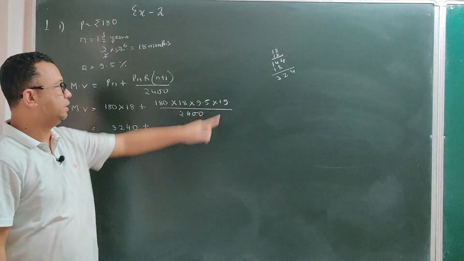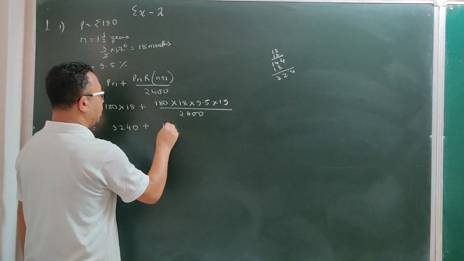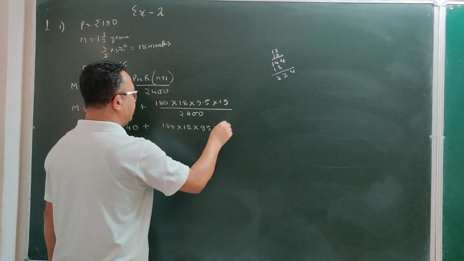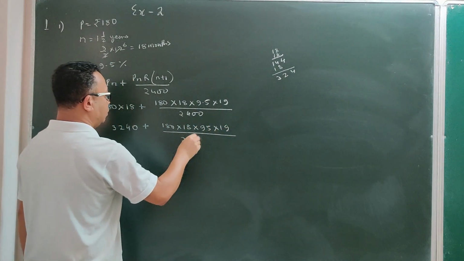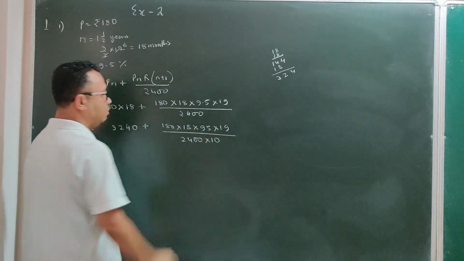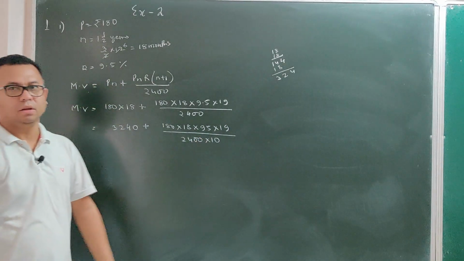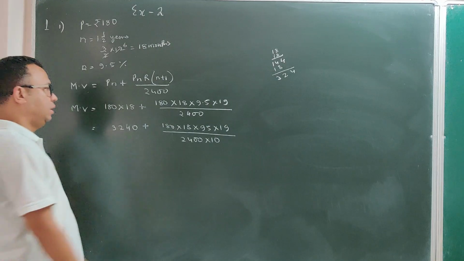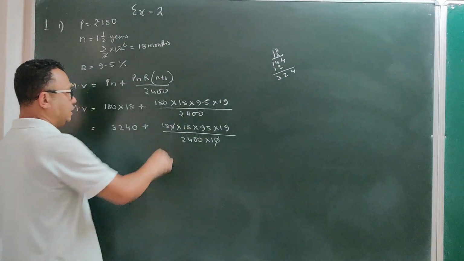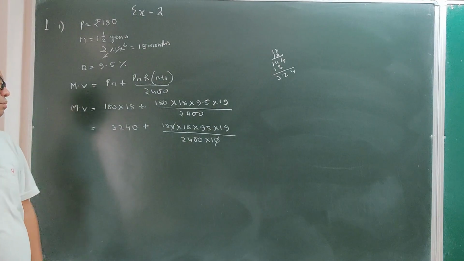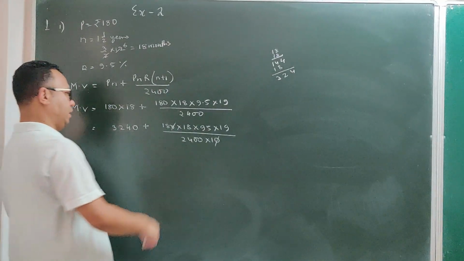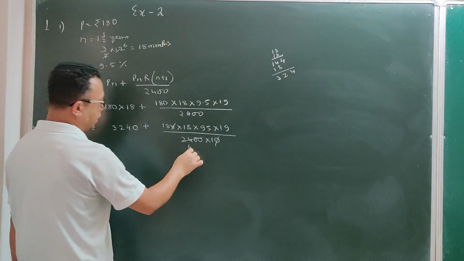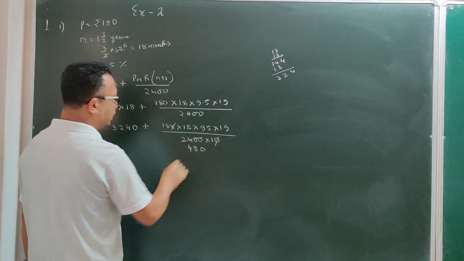Now let me remove the decimal. So it is 180 into 18 into 95 into 19 and then over 2400, and with that one decimal, I am putting a 10. I am not very comfortable with the decimals. You also do the same, remove the decimal and solve. So here we go, 10 I'll cancel here, this and this is gone. Now let me cancel with 5. So 5 4s are 20, 5 8s are 40.